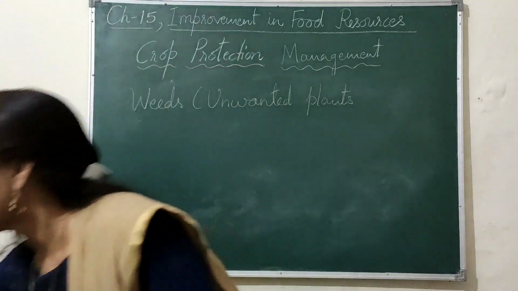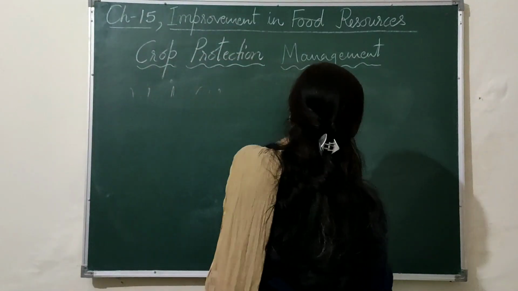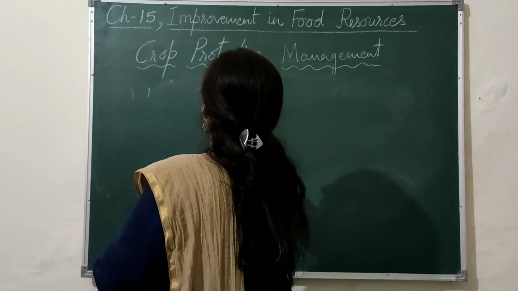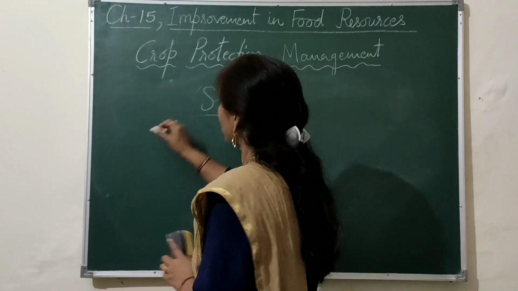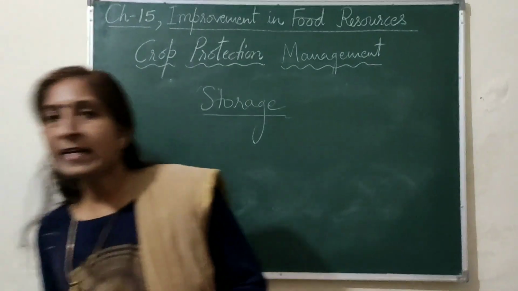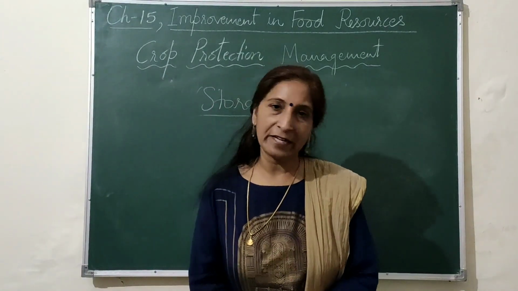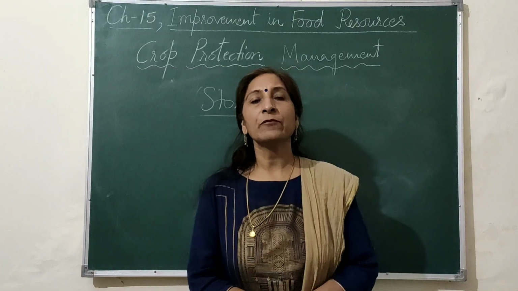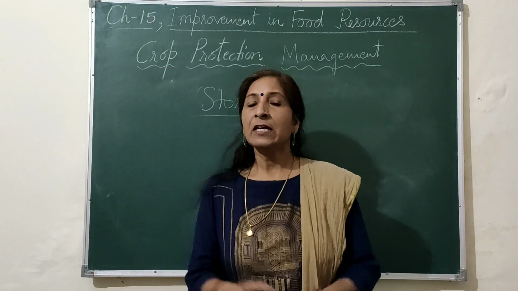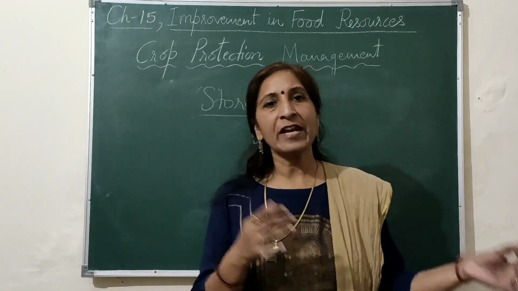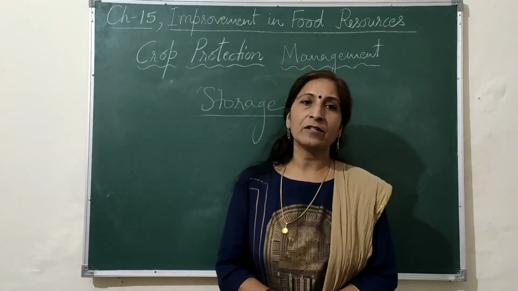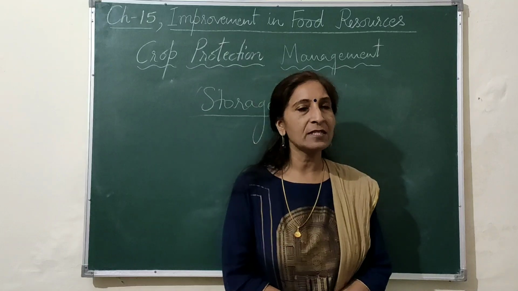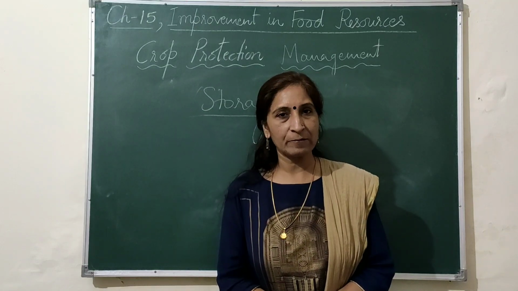Now let us talk of storage of grains. See children, when the harvest is ready, the crop is mature, we get huge tons of grains ready with us, and even the fruits and vegetables. They cannot be consumed immediately. They have to be stored in big godown storage houses, and then they will be used in the coming months and even in the coming years.